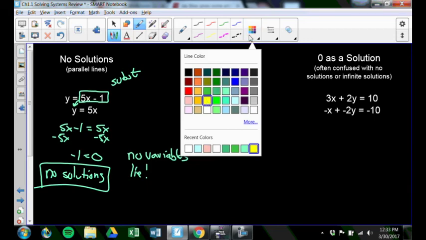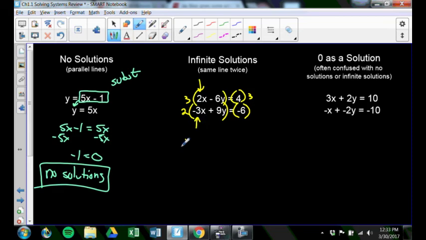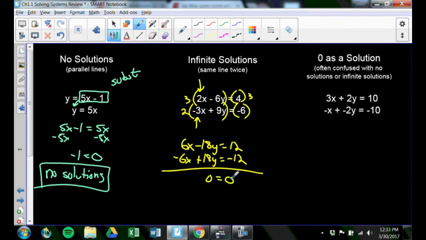Now this one over here is going to be infinite solutions. It's going to be the same line twice. If we were to graph this, it'd give us the same line just graphed on top of itself. So I'm going to multiply the top equation by 3, and the bottom equation by 2. Using that trick I showed before, I just took these coefficients and multiplied them in the other equation. So that's 6x minus 18y equals 12, and negative 6x plus 18y equals negative 12. And when I add all these up, I get 0 equals 0.